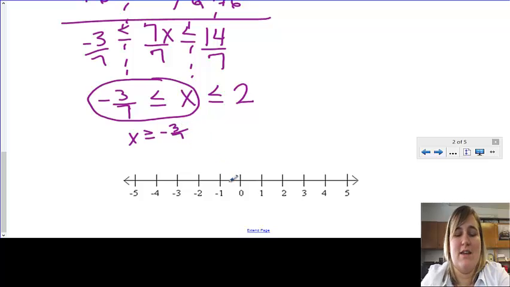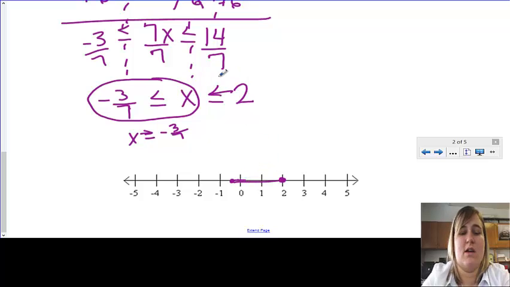So the point I'm talking about is negative 3/7, which is going to fall about here. And it's going to be closed because it has the equal sign, and it says I should shade to the right. So I'm shading this direction. The other one that I'm talking about is 2. It also has the equal sign, so I'm going to close it. The sign says I need to shade to the left, so I shade to the left.